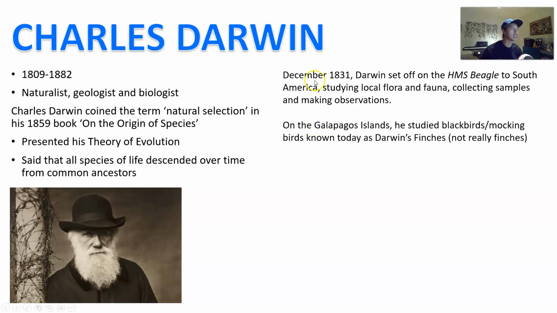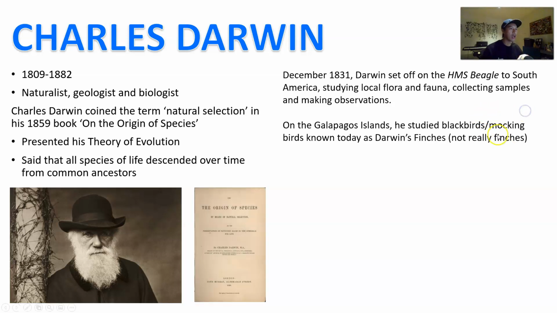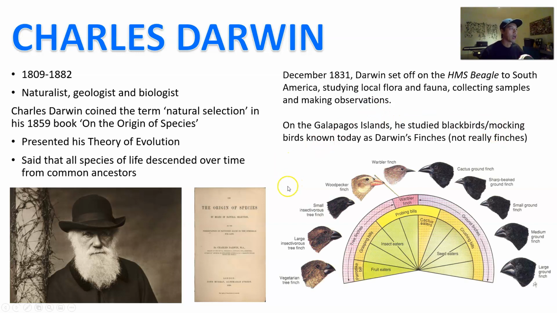Now, this happened because in 1831, Darwin set off on the HMS Beagle down to South America, and he studied the Galapagos Islands and a series of blackbirds or mockingbirds, which are today known as Darwin's finches, even though they weren't really finches. Okay. Now, what Darwin noticed on the Galapagos Islands was that all these birds had pretty much the exact same traits in terms of behavior, pattern, and life, except for one thing: their beak size was different between these finches.